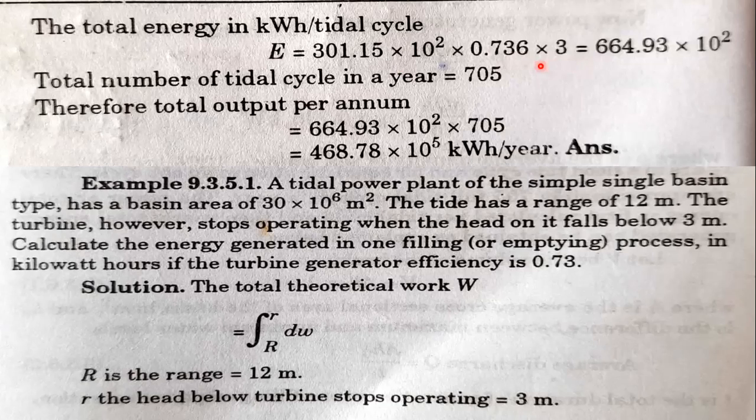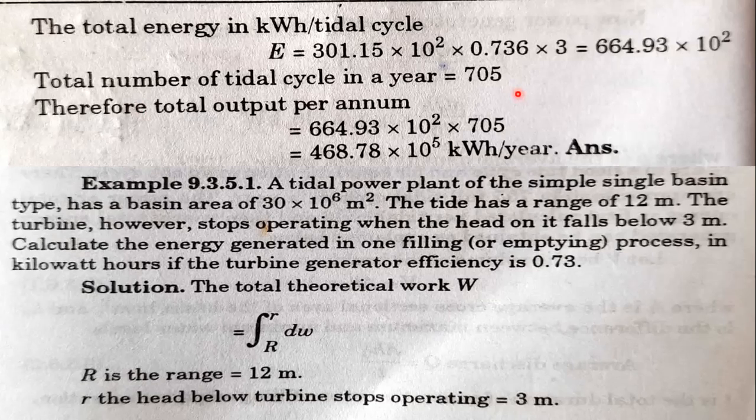Sorry, E is the energy per tidal cycle. Total energy per tidal cycle is this one. If you multiply the value into 0.736 into 3, we will get 664.93 into 10 square. So on average, the number of tidal cycles in a year is 705. We have to remember this value.